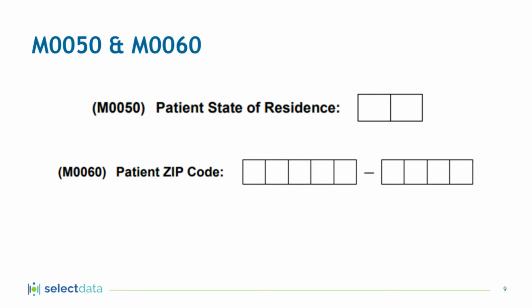To finish this warm-up, we want to point out something about the OASIS items M0050 and M0060. These items are where the clinician indicates the patient's state and zip code. Now, please note, after an injury or an exacerbation of illness, patients may become displaced from their typical permanent place of residence. In situations where this may occur, these OASIS items should reflect where a patient is residing as they are receiving care from the home health agency.